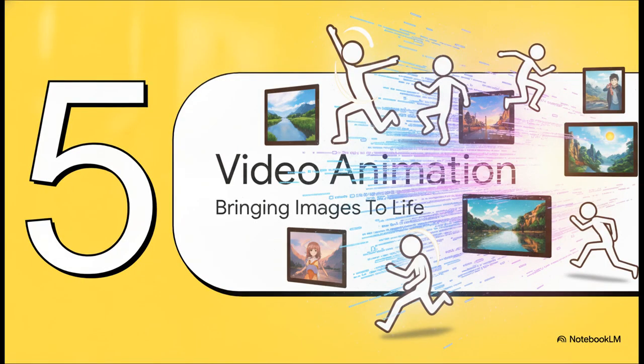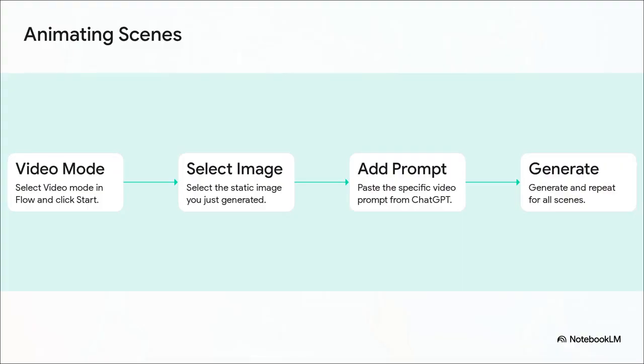Moving on to section 5, video animation, bringing images to life. Now that we've got all our perfectly consistent images downloaded, we're going to stay right inside Flow, but switch our focus a bit. You'll switch from image mode over to video mode. Click the Start button, and this is key here, select the very first static image you just generated. Then jump back over to ChatGPT, grab the specific video prompt it wrote for scene 1, and paste it in. Hit Generate. The AI will look at your static Stickman image, read the movement prompt, and magically convert it into a moving video clip. It's so cool to watch.